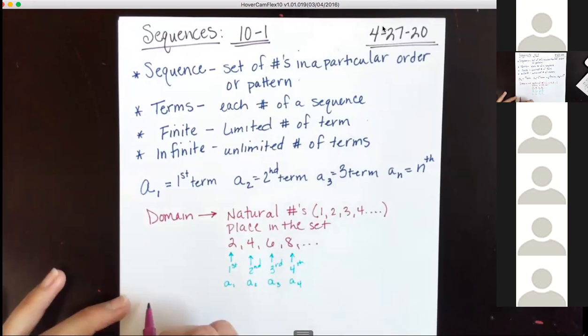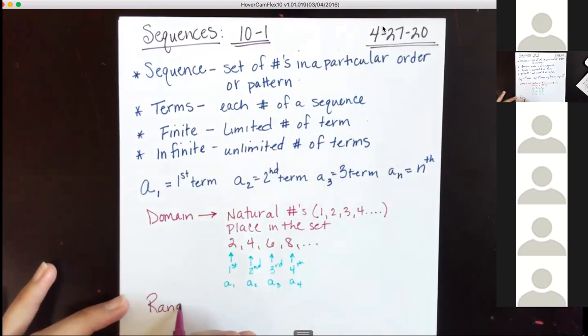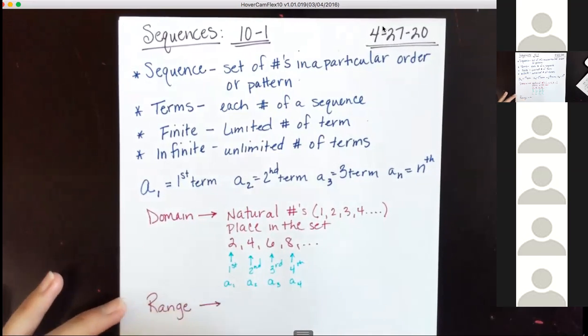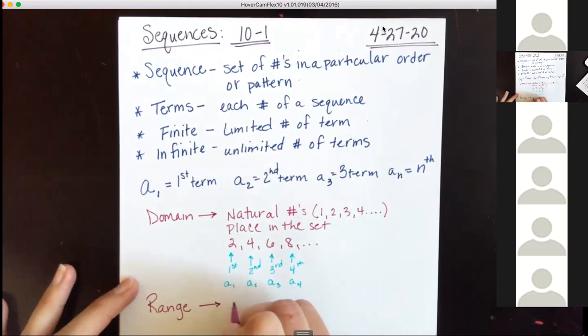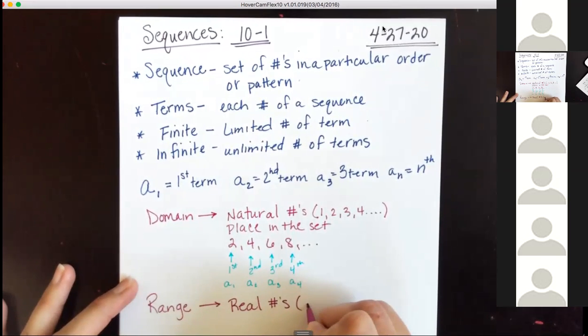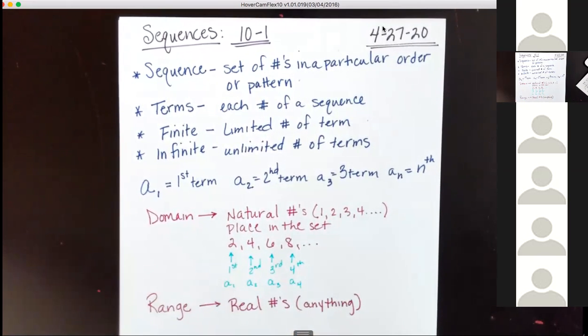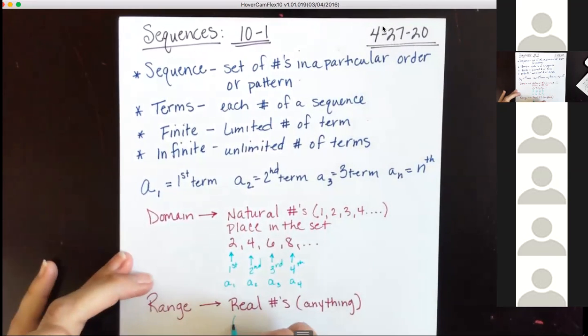When we talk about range, it's made up of real numbers. So it could be anything: decimals, fractions, doesn't matter, could be anything. And that's essentially the outcomes that we're looking at. So it still has that feel of domain and range, but it is this outcome.